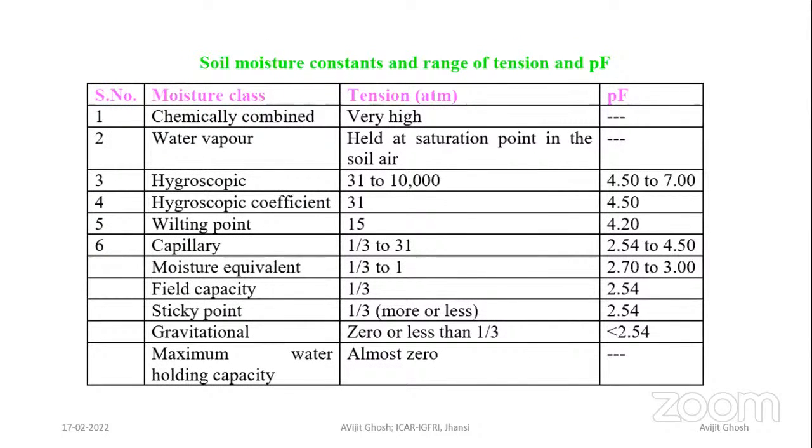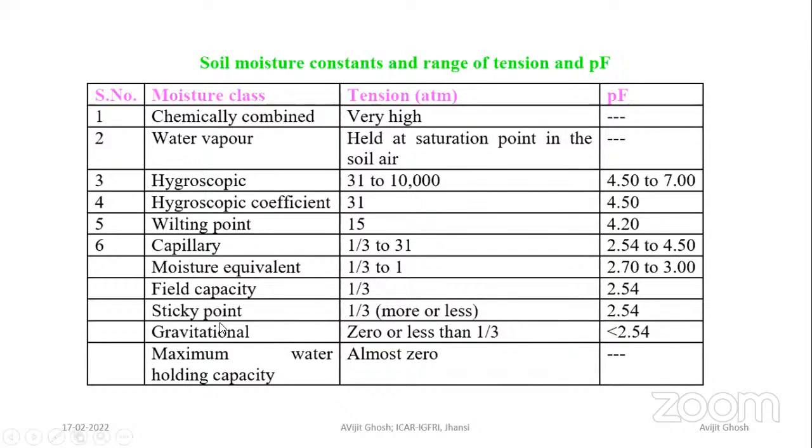Now these are some typical representations of the soil moisture class and tension along with pF value. pF is the logarithmic scale of water held, like pH only. There, hydrogen ion concentration is considered; the difference is only that here the height of water column is taken into consideration.